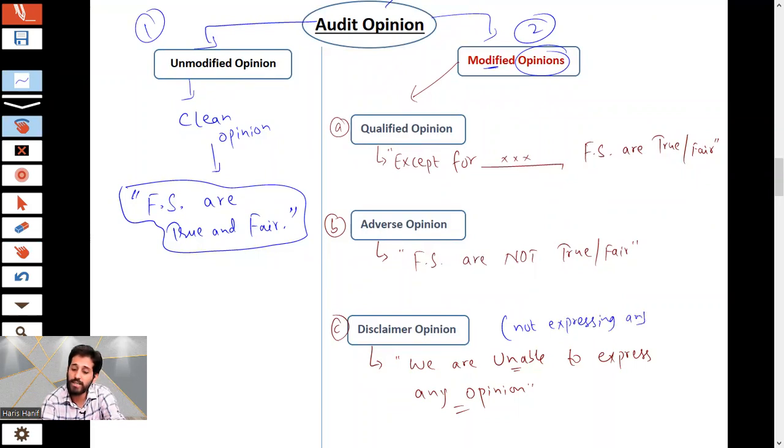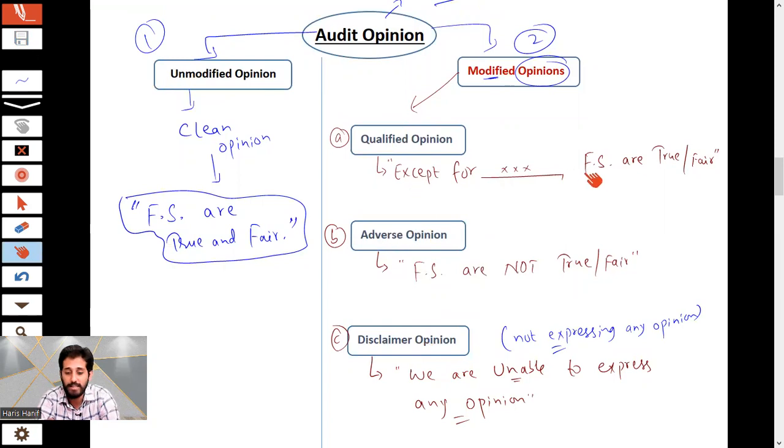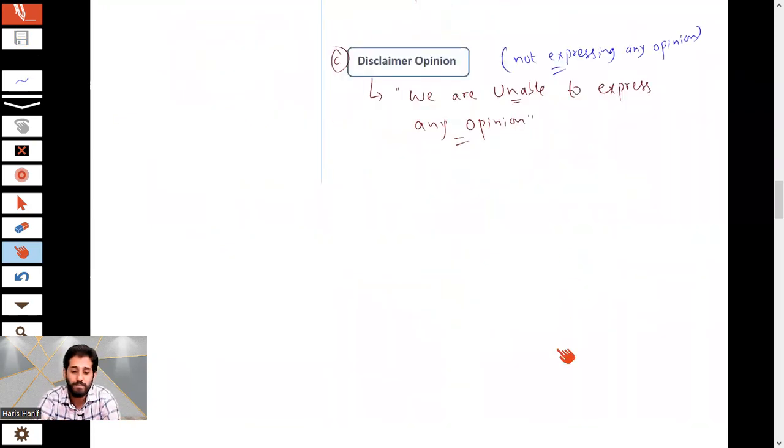And it is very harmful for the company, because it will destroy the image of the company. Because as a reader of the financial statements, for example a shareholder will say that management is not providing the evidence, which means there is some misstatement in the financial statements. So the auditor is not expressing any opinion. That is known as modified opinions, right? Unmodified is when the auditor says that FS is true and fair. FS, financial statements. Modified opinion means qualified, adverse, and disclaimer. Except for FS, true and fair. Adverse, not true and fair. Disclaimer, no opinion. Now let's move ahead.